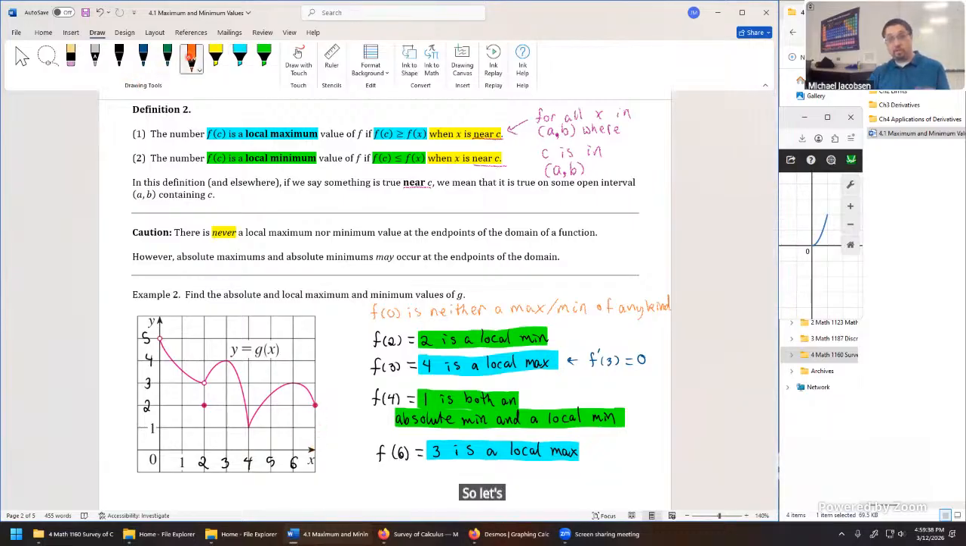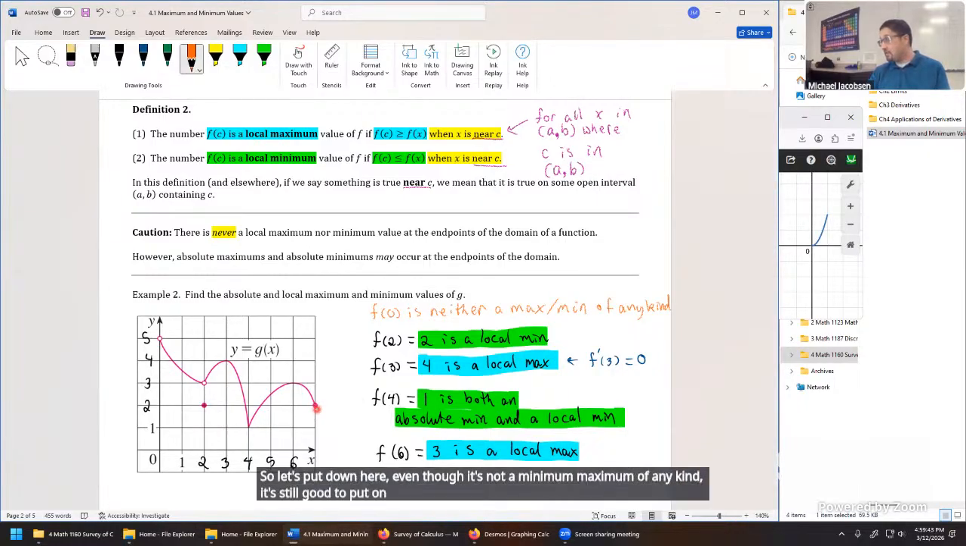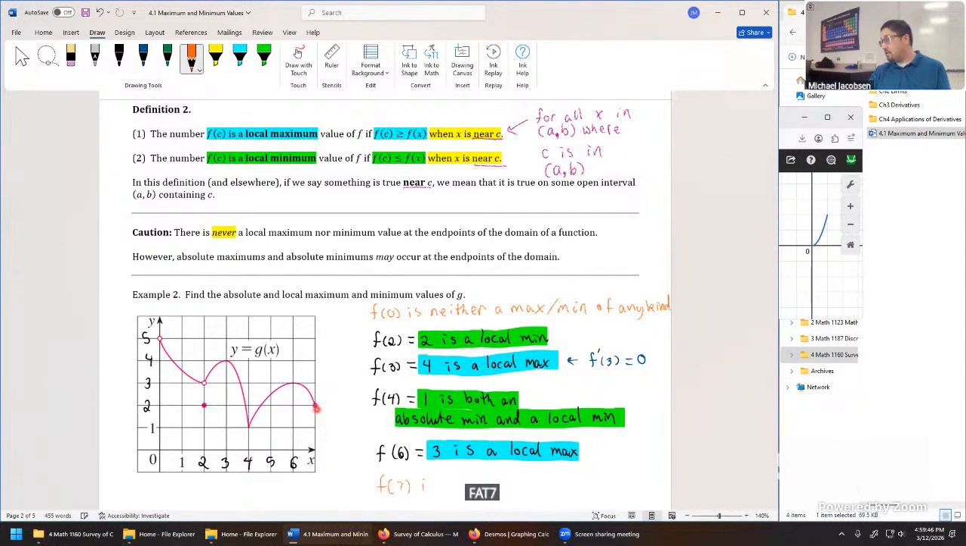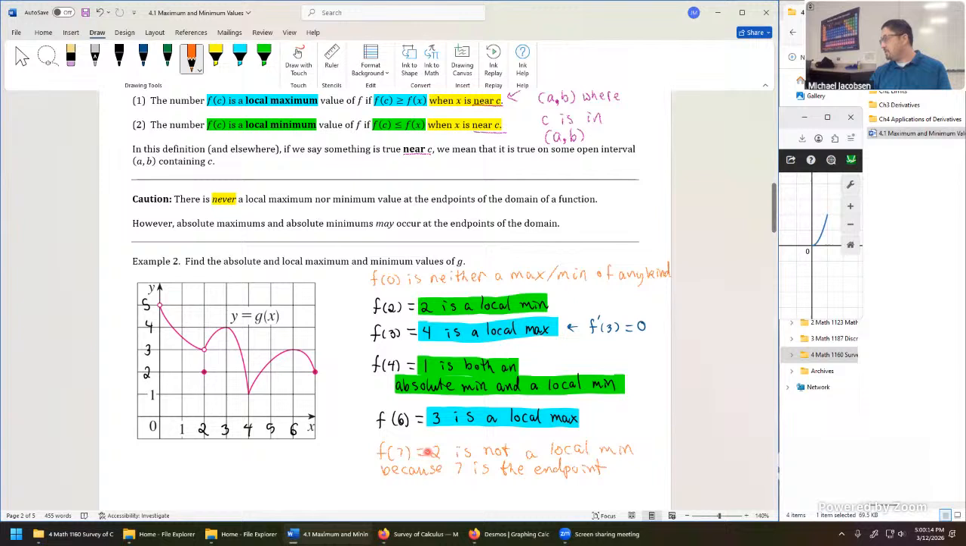So let's put down here, even though it's not a minimum or maximum of any kind, it's still good to put in the notes. F at 7, let's give the output as well, F at 7, which is equal to 2, is not a local min because 7 is the endpoint of the domain.